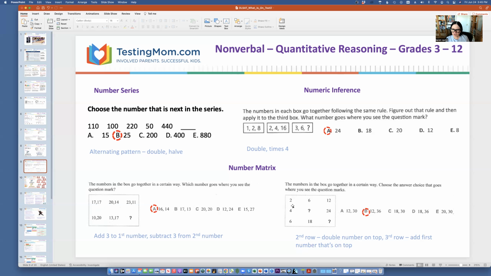And then here, what we're doing is, let's see, we are doubling the number.